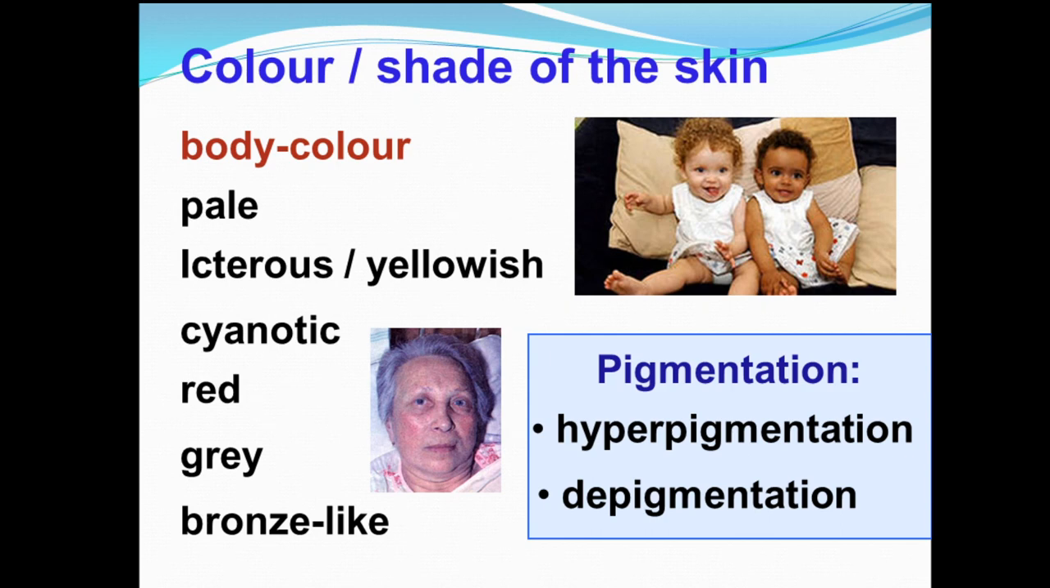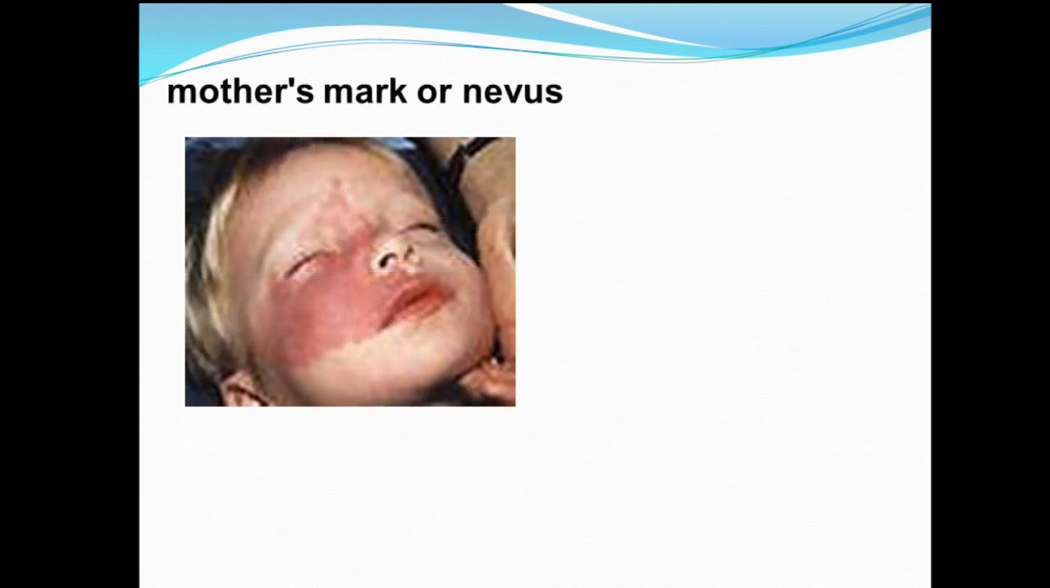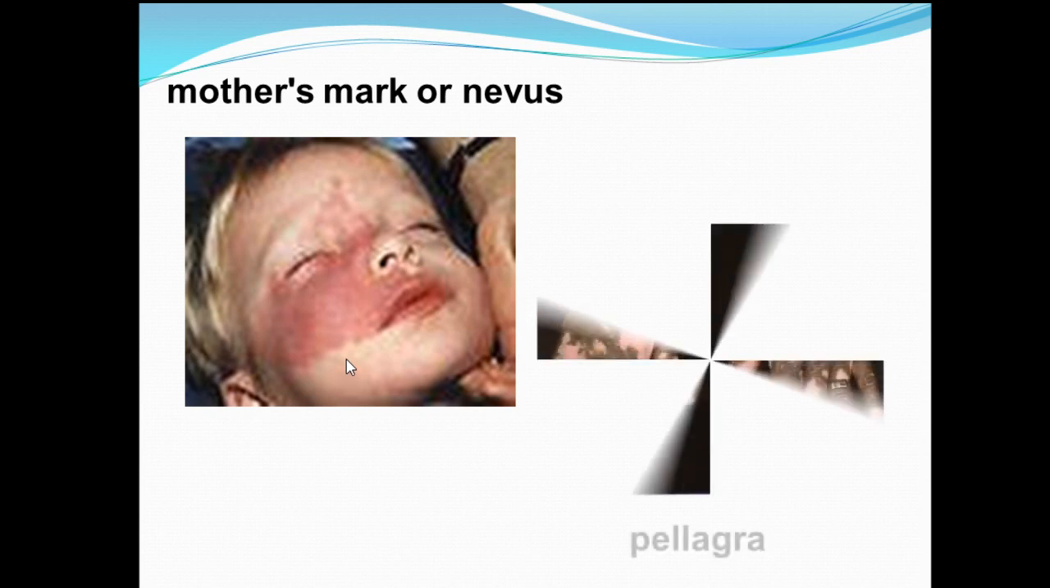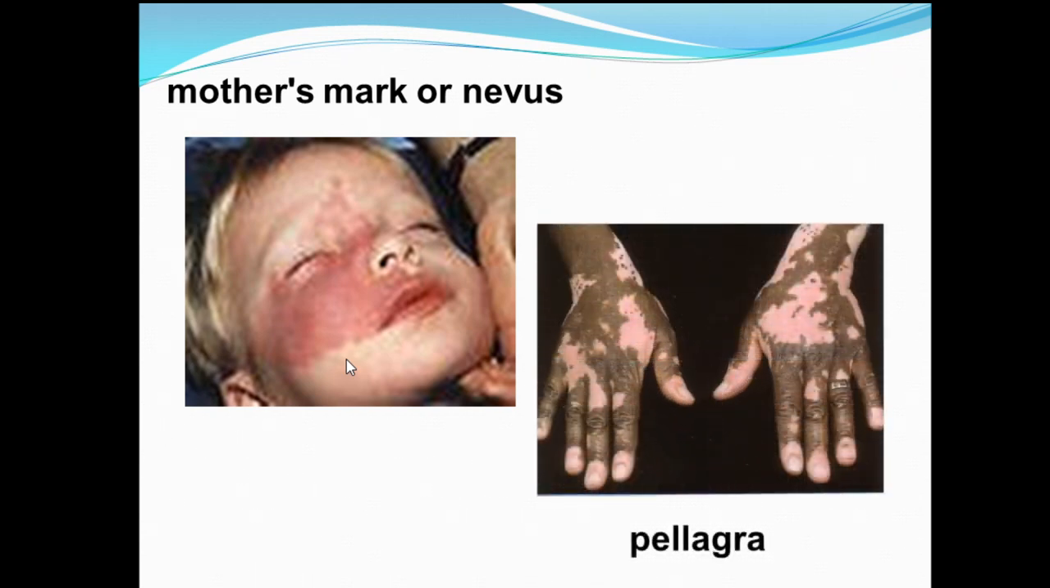If you reveal any pathology, we will obligatorily show its size, location and intensity. For example, you see hyperpigmentation on the face of a patient, which you assess as a mother's mark or nevus. And the opposite, local hypopigmentation, which is characteristic for a specific disease, pellagra.